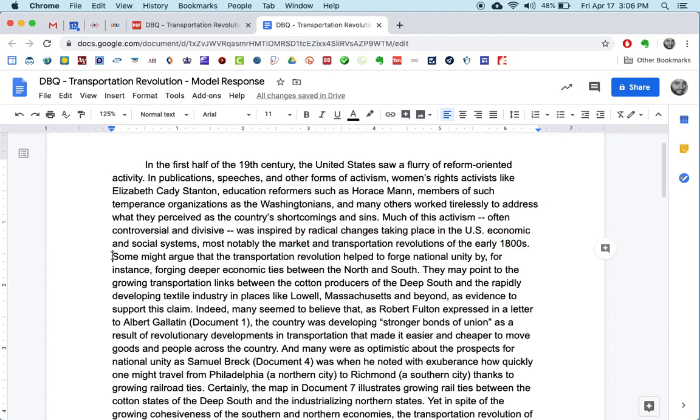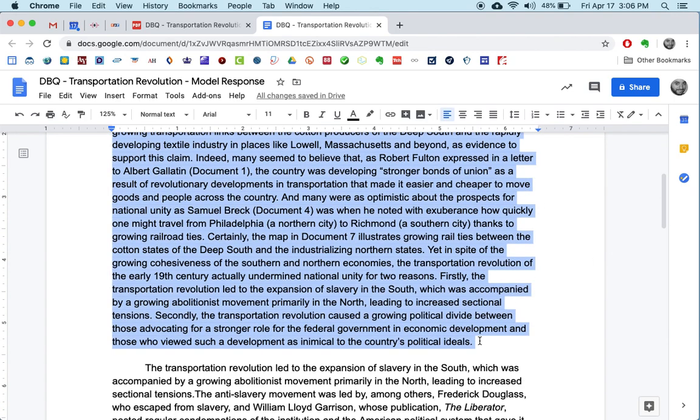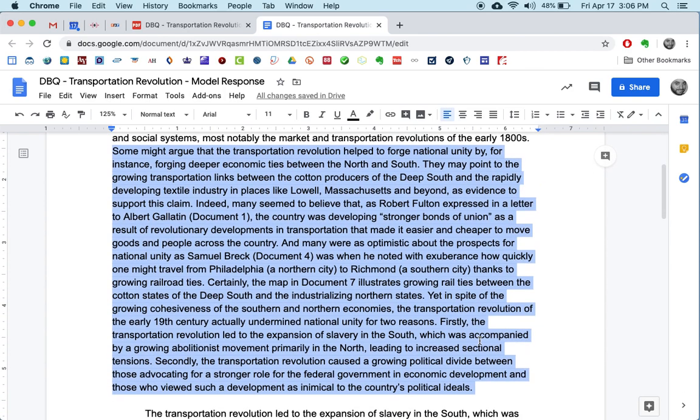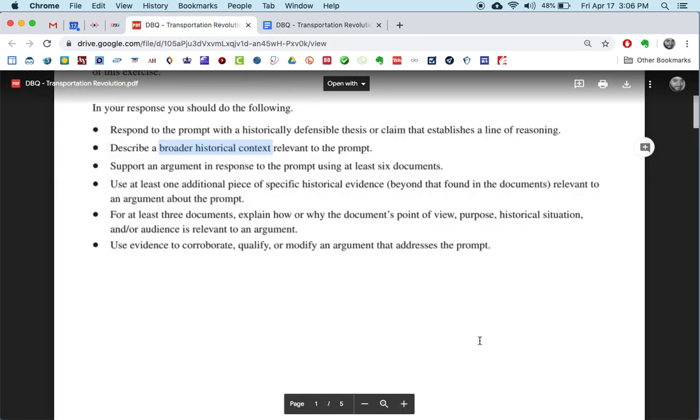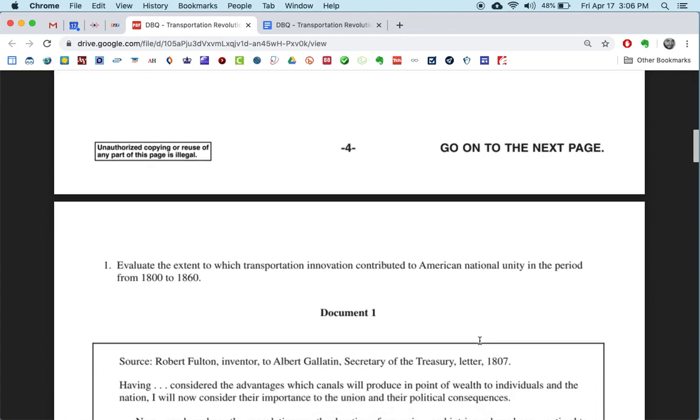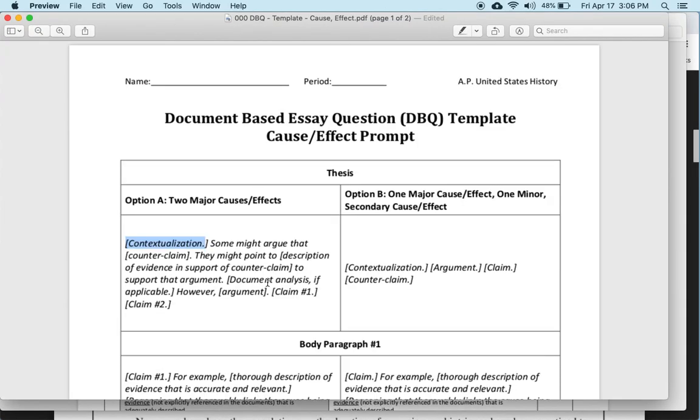And now I move on to the meat of my thesis, which is where I lay out my argument. Remember, the question is: evaluate the extent to which the transportation revolution or innovations forged American national unity between 1800 and 1860. I strongly suggest that you write a thesis that looks something like this. We started with contextualization. And then, since this is a yes or no question, this or that question, I'm going to start with the that, meaning the counterclaim, as we've referred to it all year.